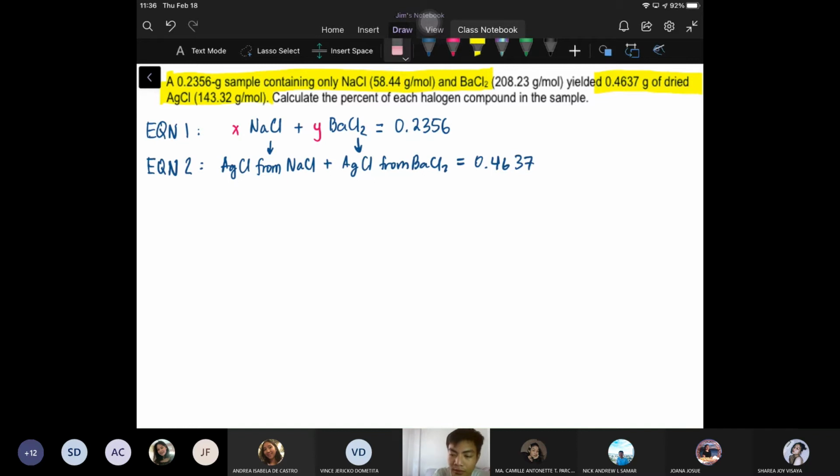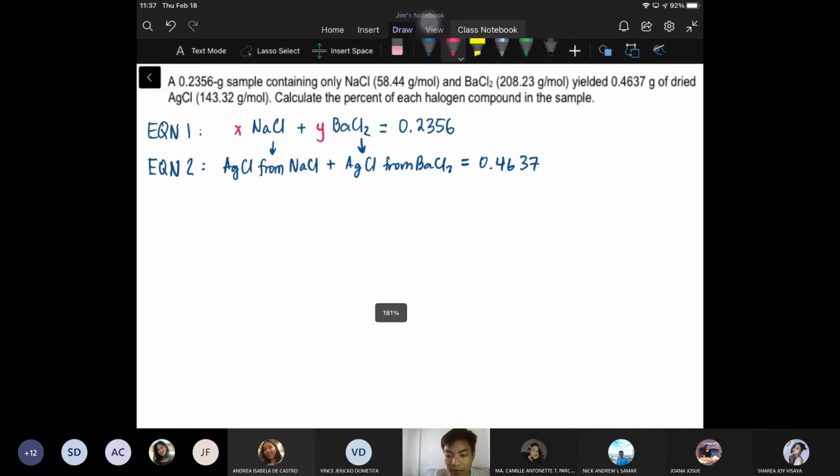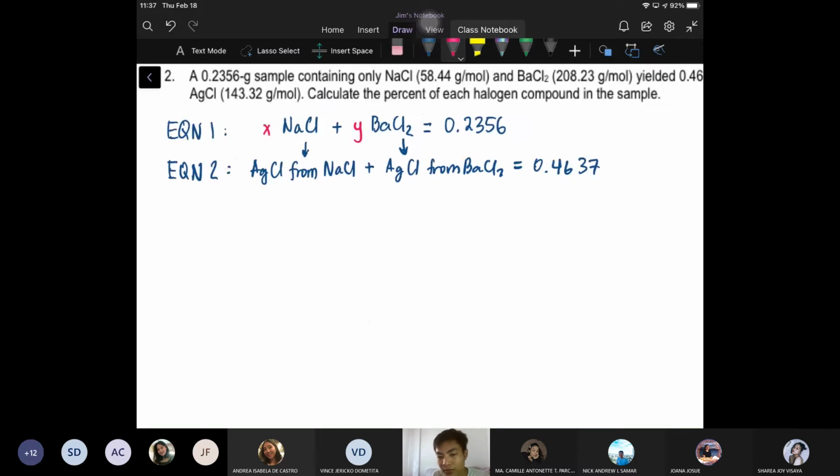So how do we answer that? Leave equation 1 there for now and focus on equation 2. Imagine, what if we already knew the mass of NaCl? Can we determine the mass of AgCl from this? Yes. How do you convert the mass of NaCl to AgCl? That's just stoichiometry. However, we don't know the mass of NaCl, so we can use an unknown variable. We can let x be the mass of NaCl.